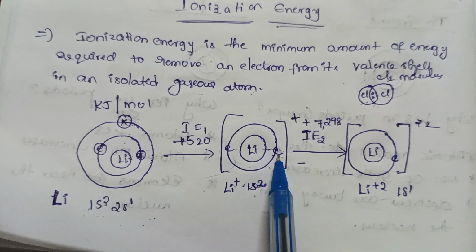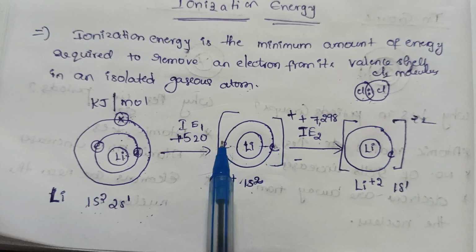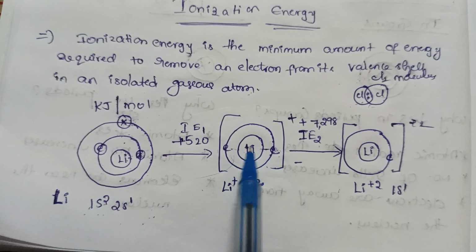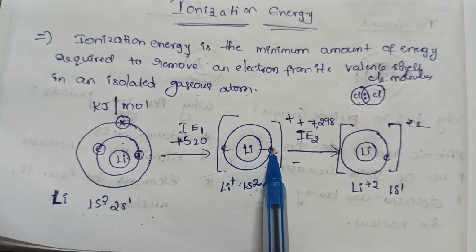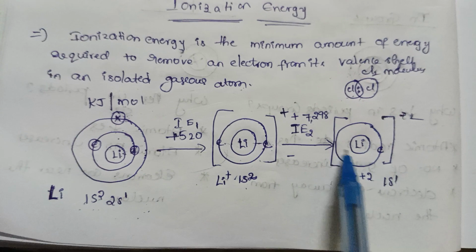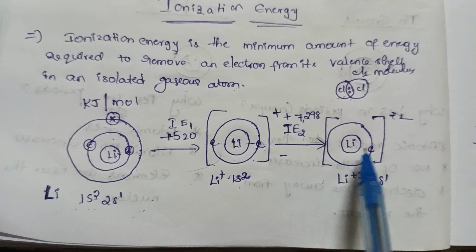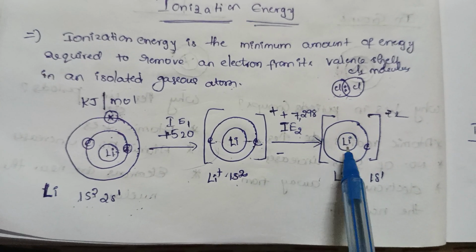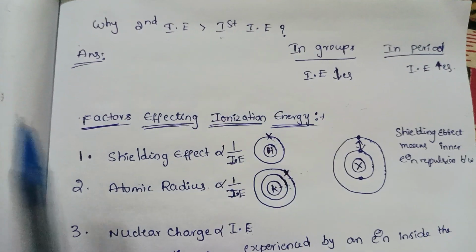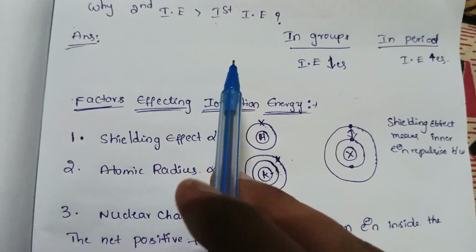If we remove the second electron, see, these two electrons are very close to the nucleus, with more attraction towards the nucleus, which means a higher amount of energy is required to remove this electron. It forms the Li 2+ ion. So this is called second ionization energy. Second ionization energy is always greater than first ionization energy.